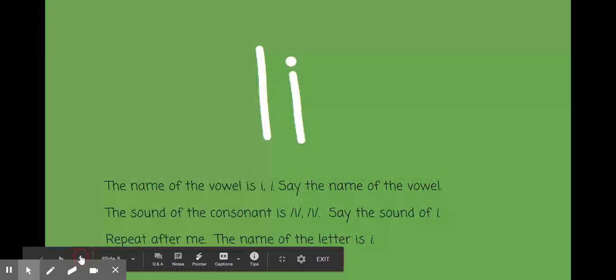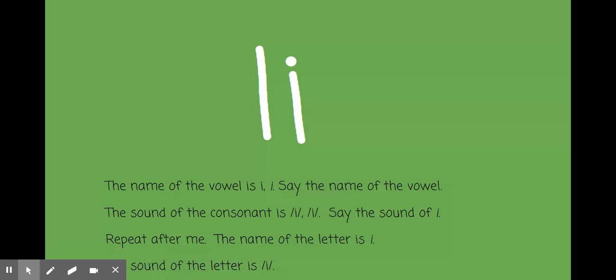All right, so I want you to say this after me. The name of the vowel is I. Say it back. The name of the vowel is I. The sound of the letter is I. Say it back. The sound of the letter is I.